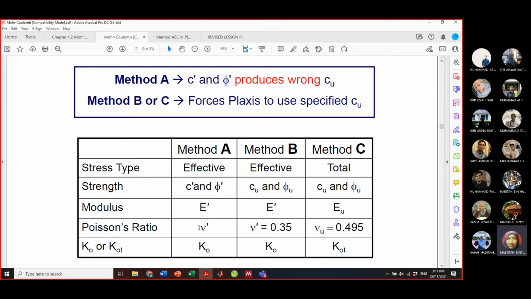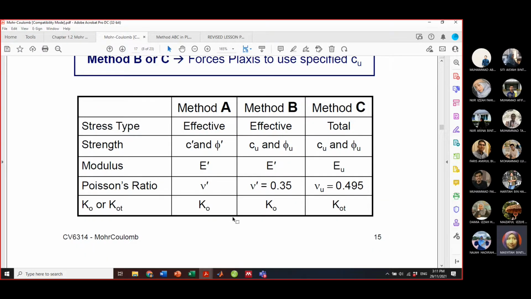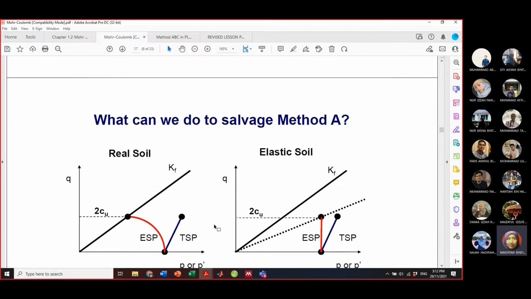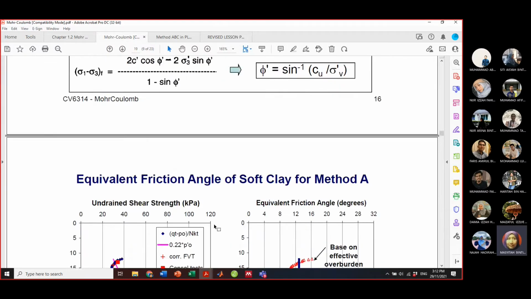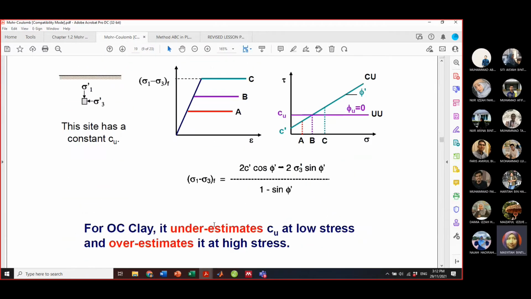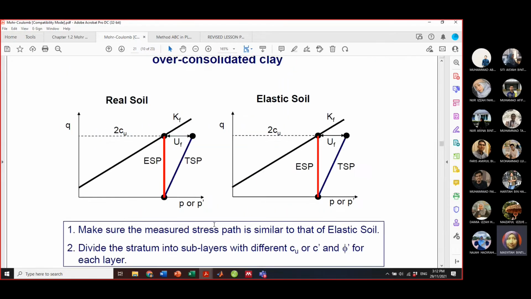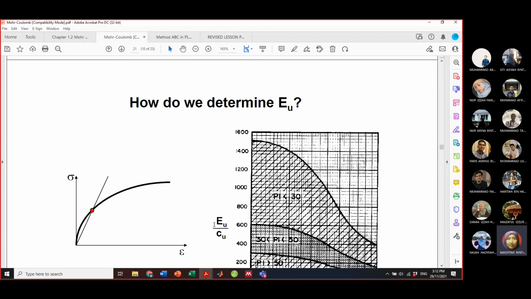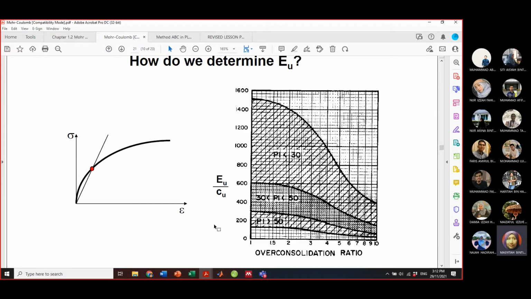Poisson ratio, so nu ni can be determined from any typical value. Untuk B kita boleh guna 0.35. So method A, method B dia guna K0 and then method C dia menggunakan KOT. Okay, yang ni pun I leave it for you to have details reading lah untuk tahu perbezaan dia dekat mana.